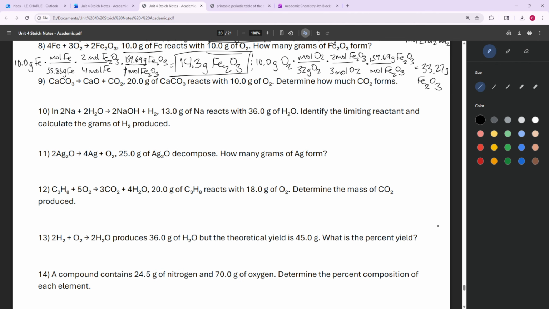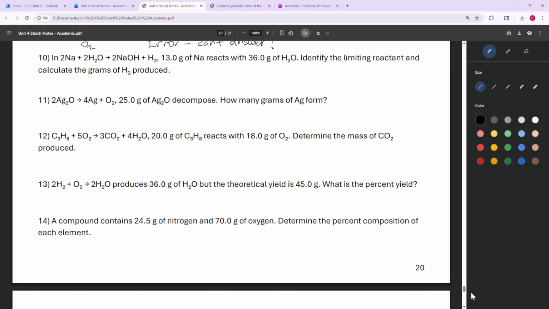Next question. So we have calcium carbonate decomposing into calcium oxide and carbon dioxide. So here, oh, that's strange. 20 grams of calcium carbonate react with 10 grams of oxygen. Well, there's no oxygen here, so how could this problem be? Looks like we have an error. Can't answer, because the question is malformed. Sorry, bad question. Okay, we'll just move on.